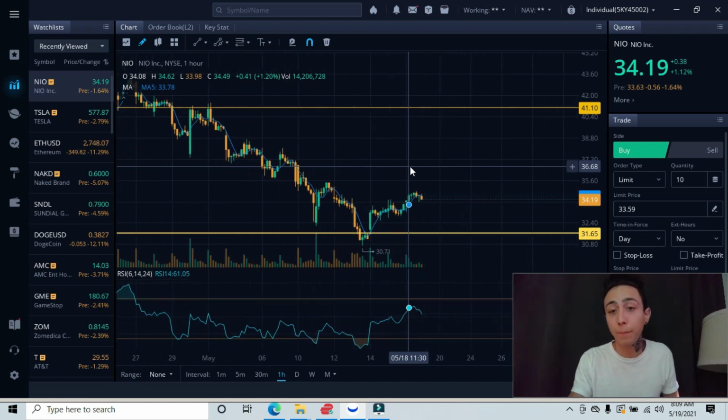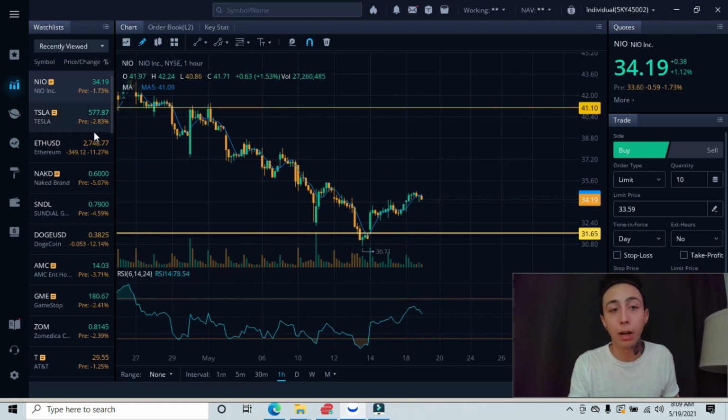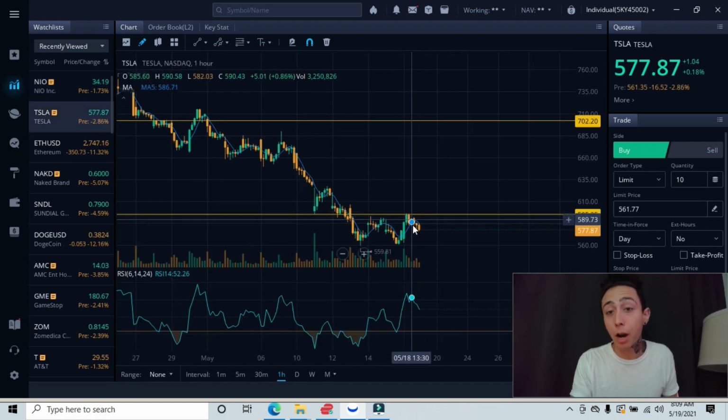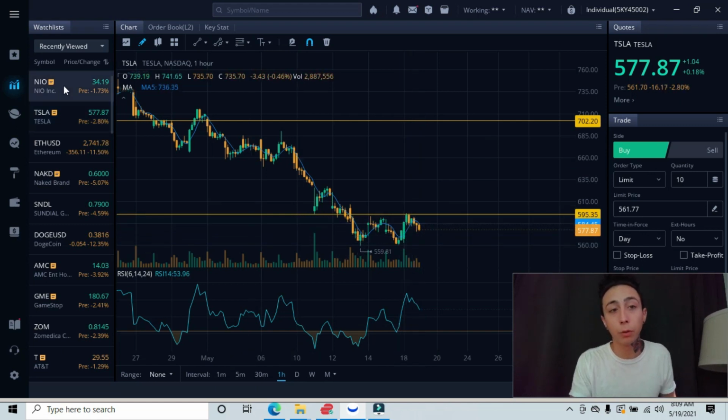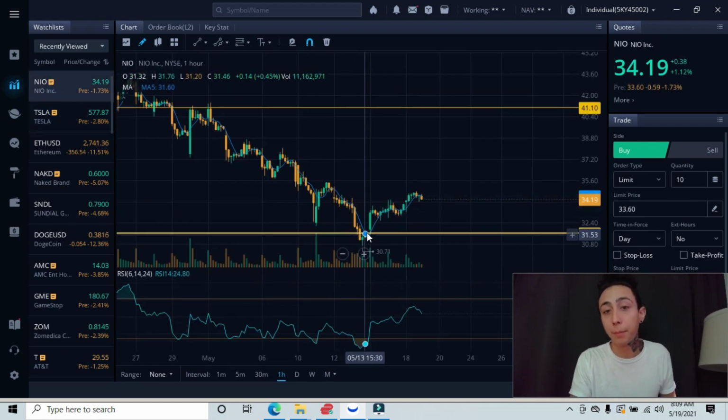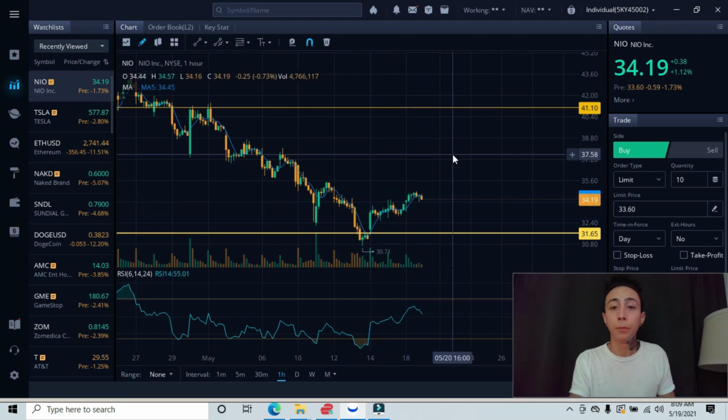Tesla is not doing the same. Tesla is actually on the opposite side of its support line, so it's actually working as resistance right now. As for NIO, it's doing the complete opposite and bouncing off of its support. So keep that in mind, you guys. If you want to check that out, I have that posted already.